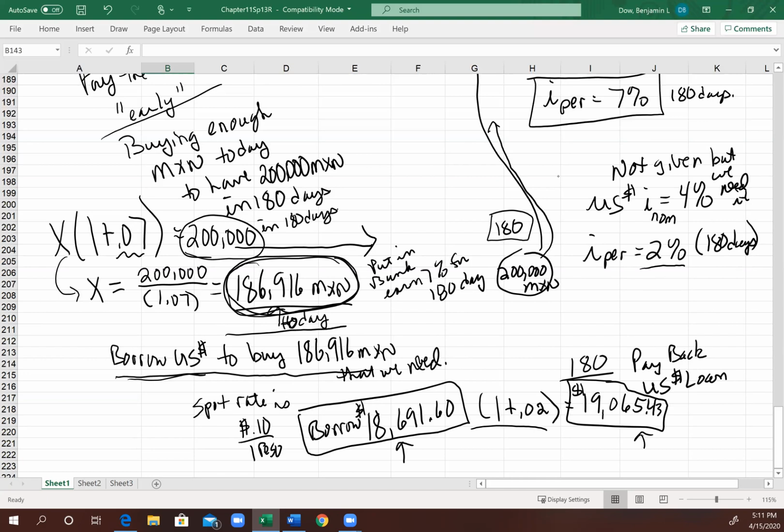Because we essentially did this in sort of opposite order. We borrowed US dollars so we could buy the number of pesos we needed to make the accounts payable. So we had to work backwards. We had to figure out how many pesos we needed today to pay it early. Then we borrowed the number of dollars to buy those pesos. And so when we repay the dollar loan, it's equivalent to paying off the accounts payable. So repaying the dollar loan in 180 days means essentially those payables cost us 19,065 on day 180. And we can compare that to unhedged positions.